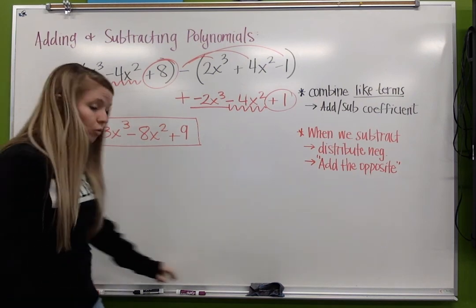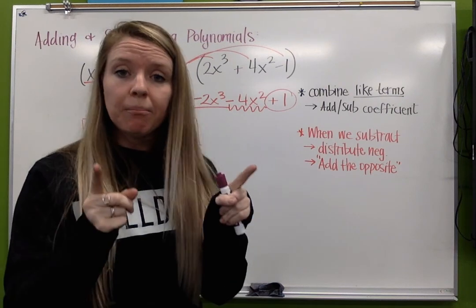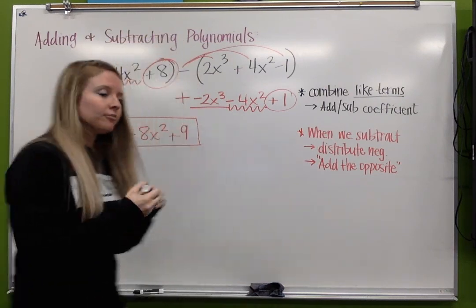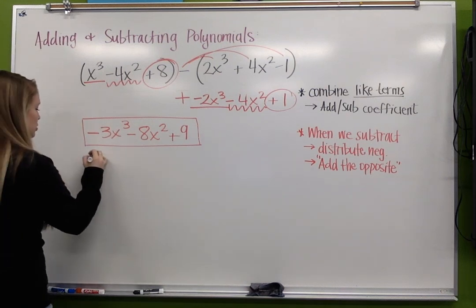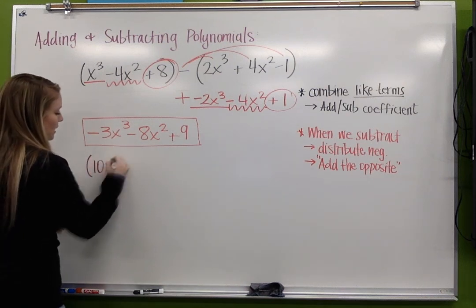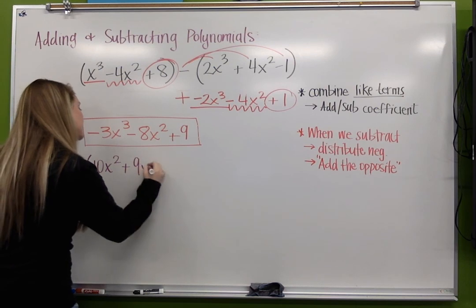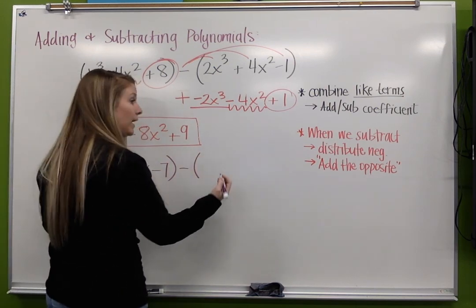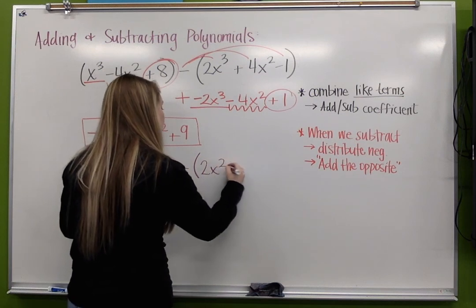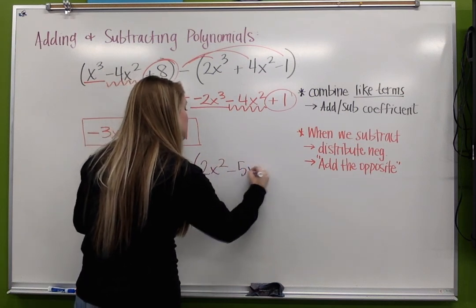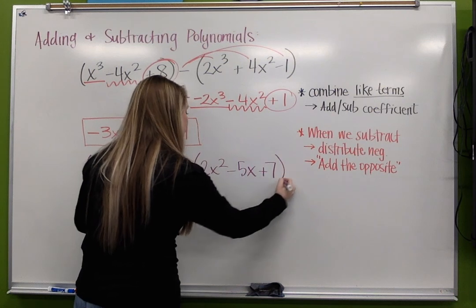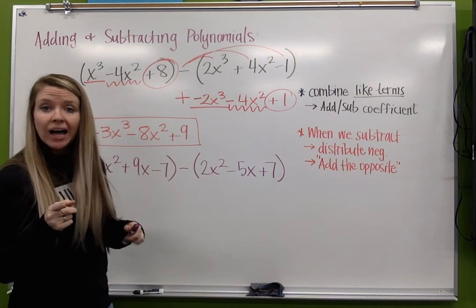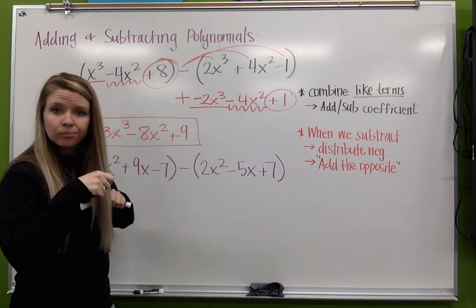Okay, I'll give you one more as a practice problem. You can pause, check it out, see how you did, then come back and see what I have. So let's do 10x squared plus 9x minus 7. We're going to take away 2x squared minus 5x plus 7. All right. So now would be a time to pause, try it out, see how you do.